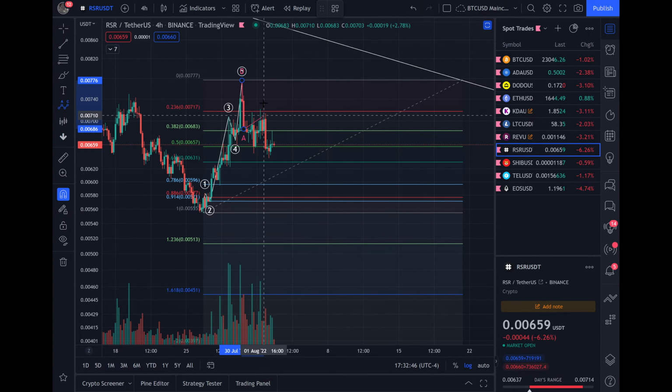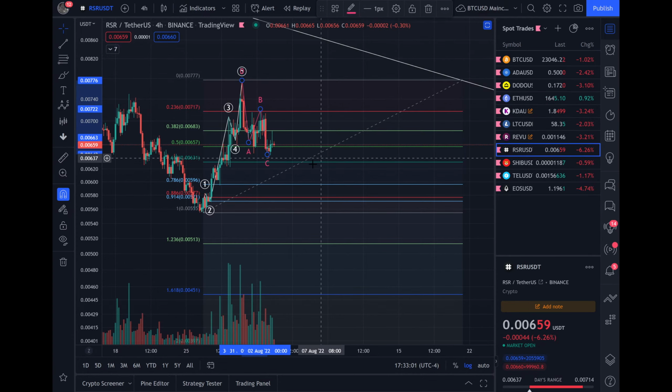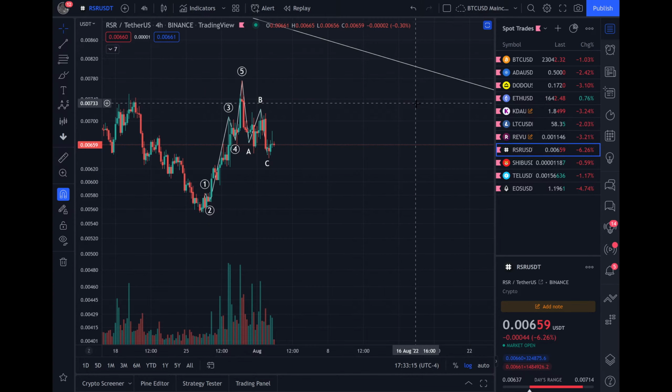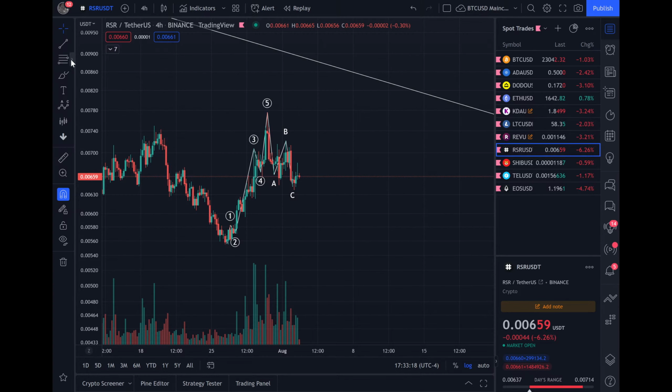1, let's see. Yeah. It's a zigzag. This is A, B, C. This is a zigzag, right? This is what I got for Reserve Rights. So you put in your 3 waves up, you put in your 3 waves down. This is your consolidation reversal right here for the next move. And the next move is likely to be what you should expect from wave 3.